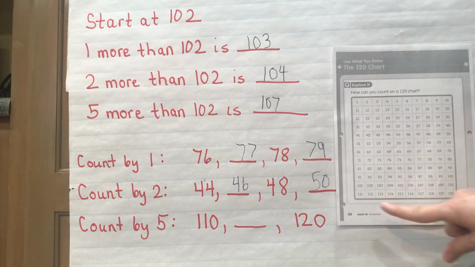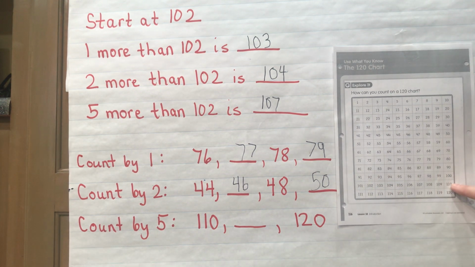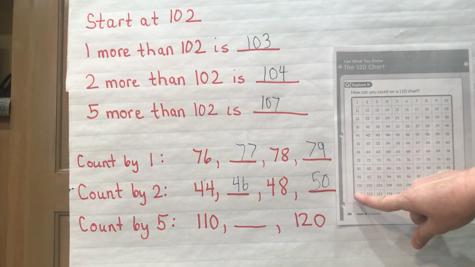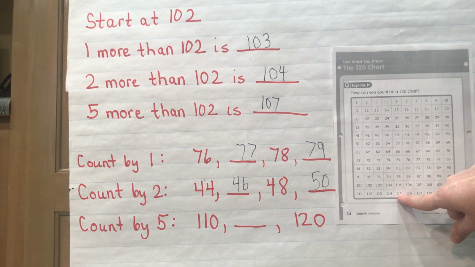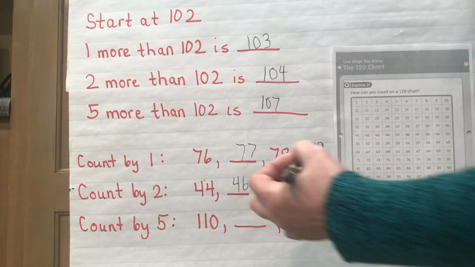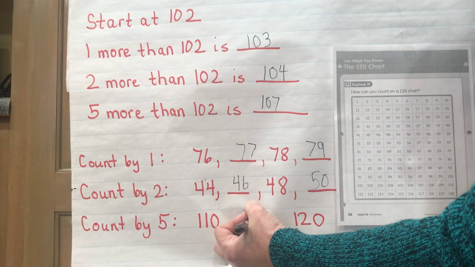I know the hundreds are at the bottom. There it is, 110. And I'll count over 5. 1, 2, 3, 4, 5. So there is my answer, 115.